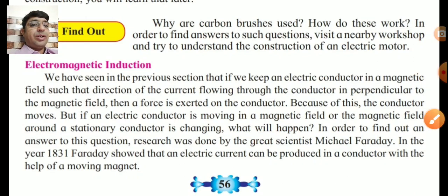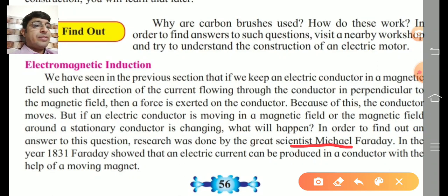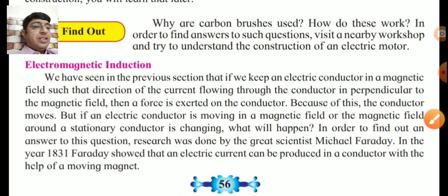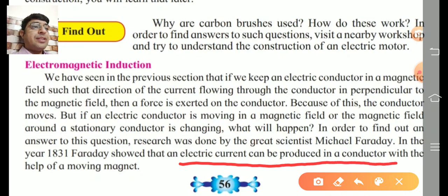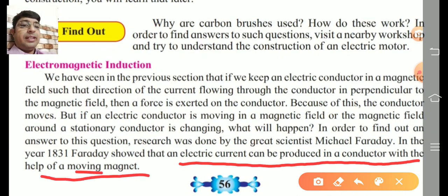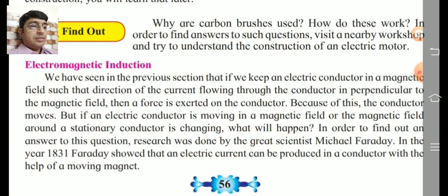In order to find an answer to this question, research was done by the great scientist, underline that name of the scientist, Michael Faraday, in the year 1831. Faraday showed, what is the output of his experiment? Underline: an electric current can be produced in a conductor with the help of a moving magnet. Due to a moving magnet, electric current is produced in a conductor. Conductor means a metallic wire connected in the circuit. All are getting? Okay.